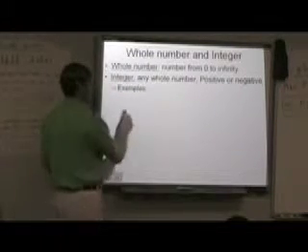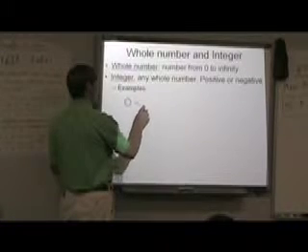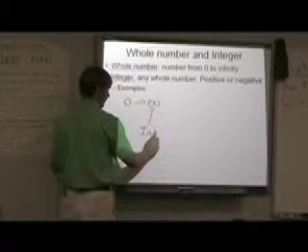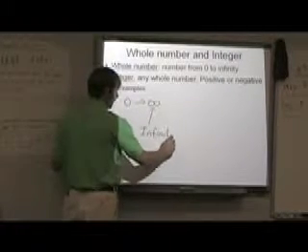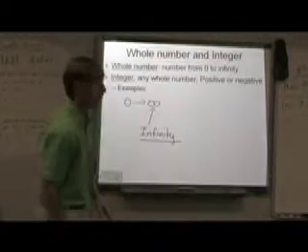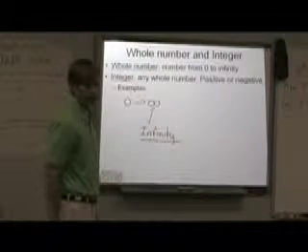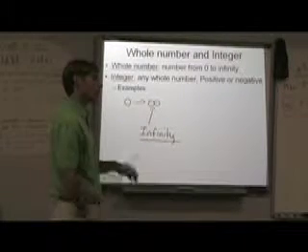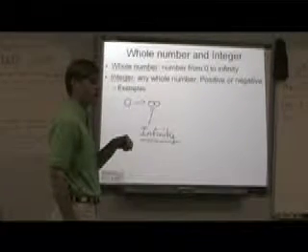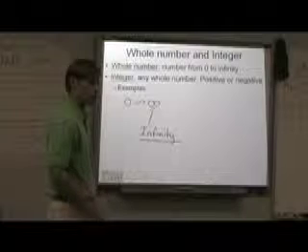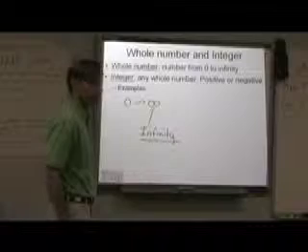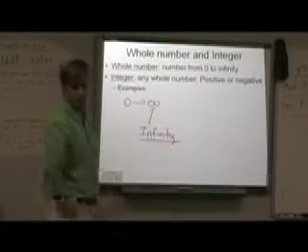A whole number is a number from 0 all the way to infinity. This sign means infinity. Now, do y'all know what infinity means? Forever. So if you tell me a big number, I can tell you a bigger number. You tell me a huge number, 1 million, I can say 1,000,001. You tell me 1 billion, I can say 1,000,001. Infinity plus 1. You see that? So no matter how big a number you tell me, I can tell you a bigger number.